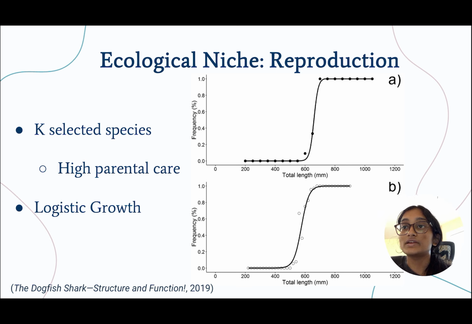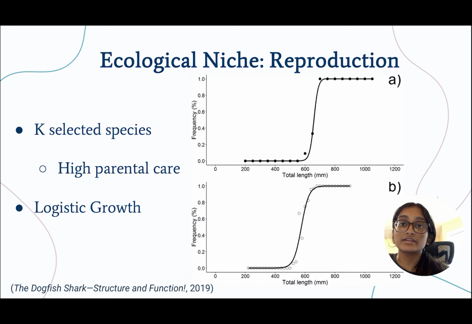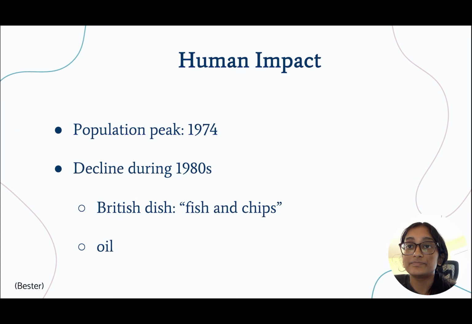Now, this is important because typically a lot of cartilaginous fish produce up to 50 or even more than 100 eggs. But it's important to note that the Carolina dogfish produce 5 to 12 pup sharks per birth because they are a K-selected species. This means that since they produce a fewer amount of offspring, they can devote more parental care to each offspring. Whereas a fish that gives birth to, let's say, 200 eggs won't have enough time or resources to give every egg the amount of care it needs. Additionally, they display logistic growth patterns, which is imaged to the right.